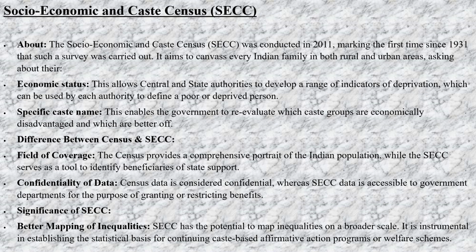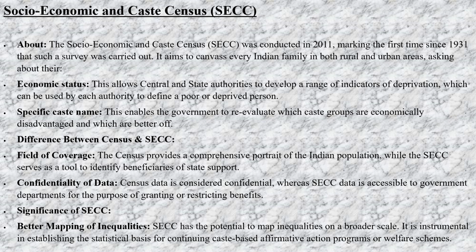Socioeconomic and Caste Census, SECC. The Socioeconomic and Caste Census, SECC, was conducted in 2011, marking the first time since 1931 that such a survey was carried out. It aims to canvass every Indian family in both rural and urban areas, asking about their economic status. This allows central and state authorities to develop a range of indicators of deprivation, which can be used by each authority to define a poor or deprived person. Specific caste name: this enables the government to reevaluate which caste groups are economically disadvantaged and which are better off.